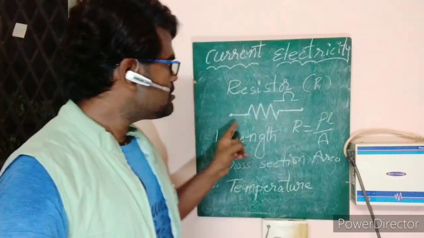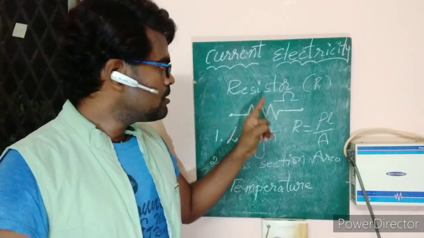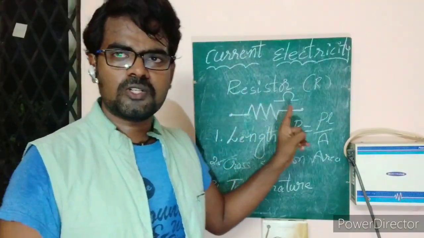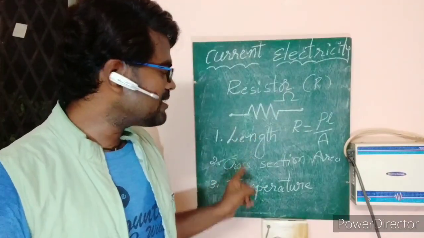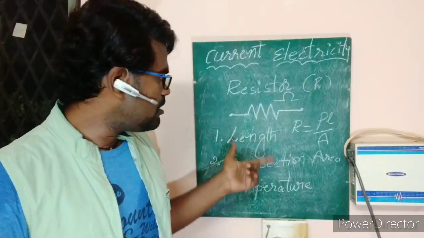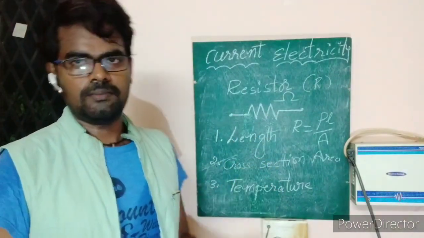Okay. These are the details related to this resistor. Resistor is the obstruction. That is, it is an element which will produce the obstruction of flow of current, and the factors which influence it are length, cross section area, and temperature. Okay. We will continue in our next class.